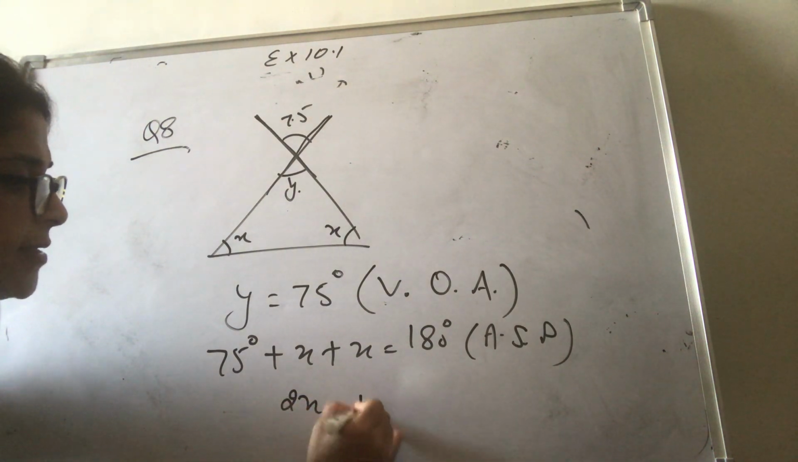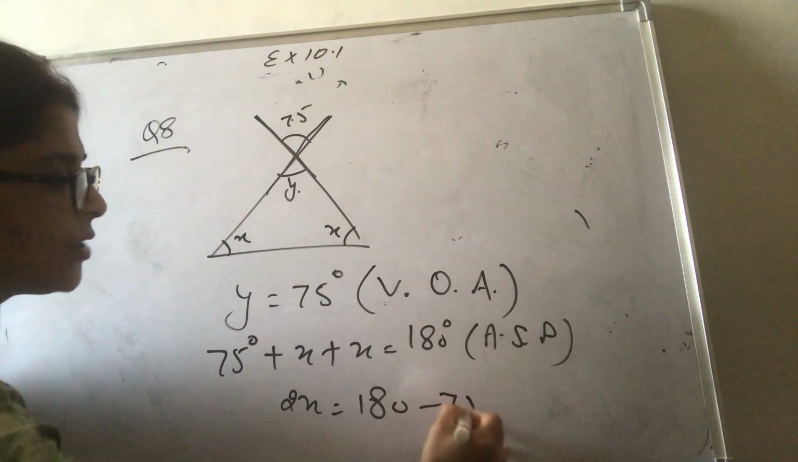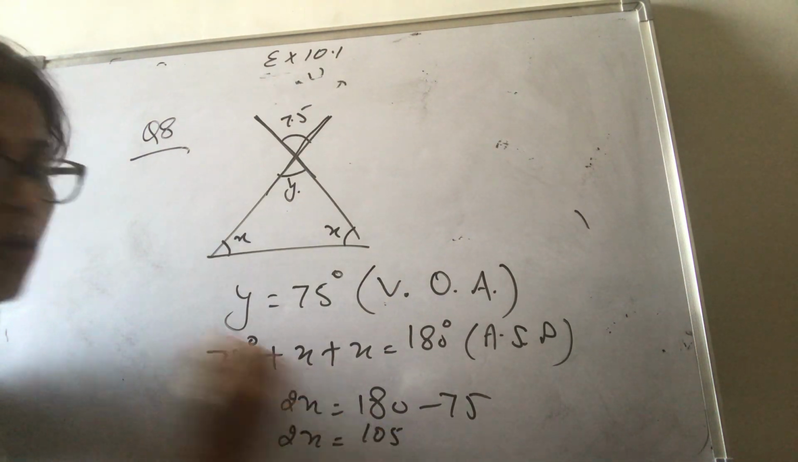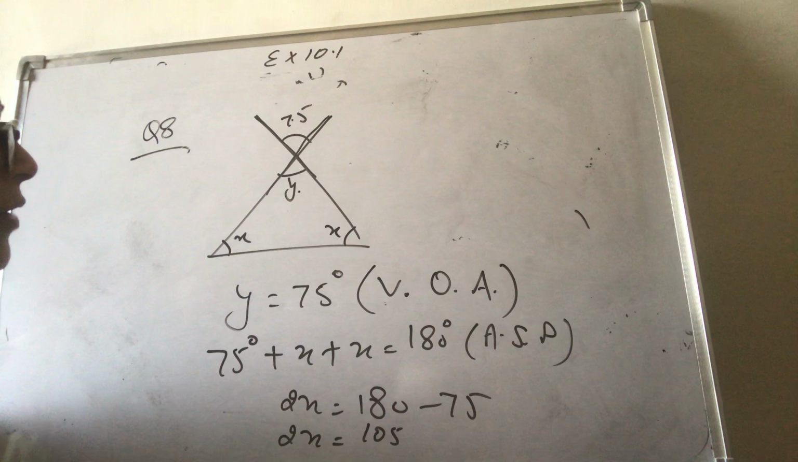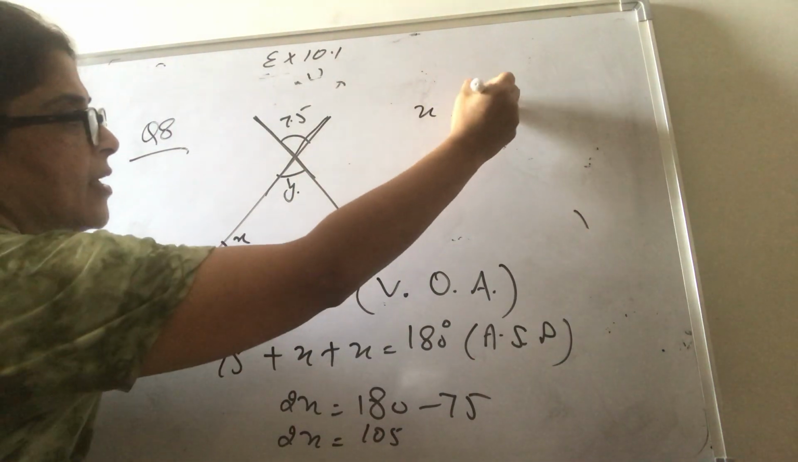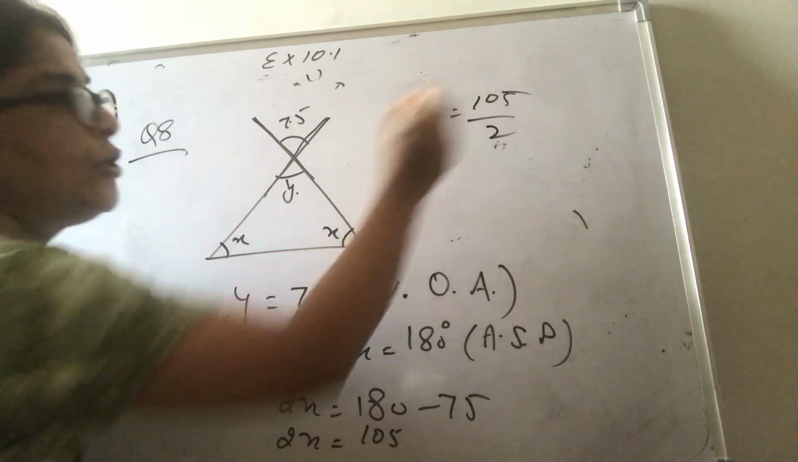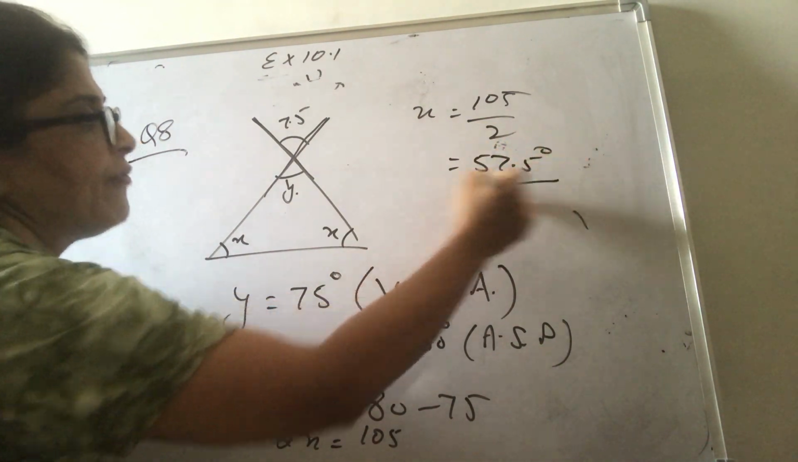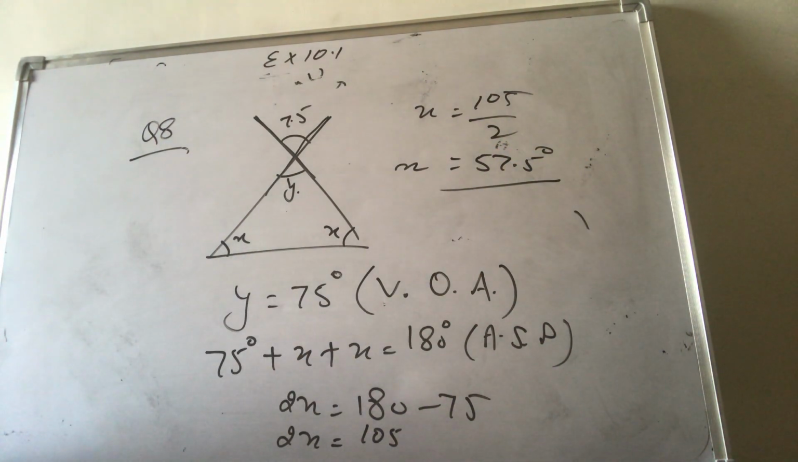That will be 2x, and 75 will go to the right side and it will be subtracted. 2x is equal to 105. Now we will find the value of x. 105 upon 2. That will become 57.5 degree, the value of x. These two angles are of 57.5 degree. That's all for today. Thank you.